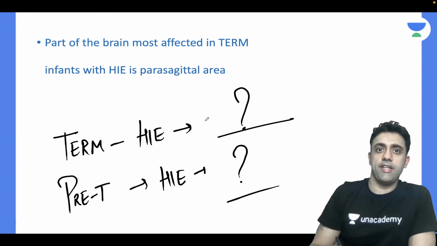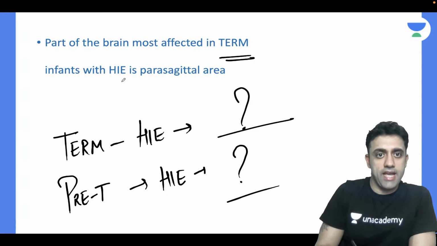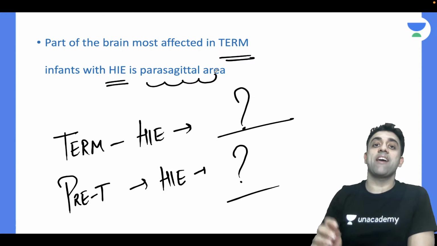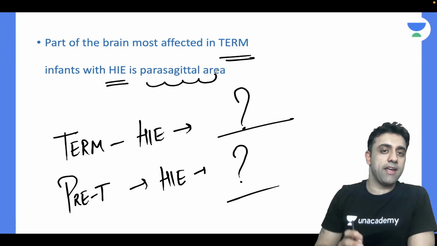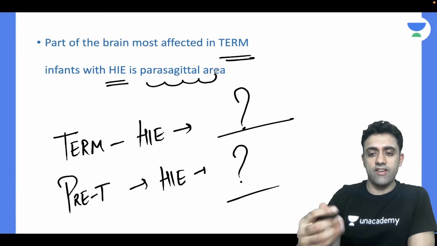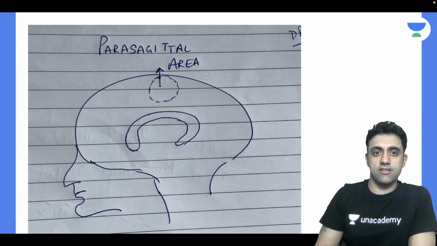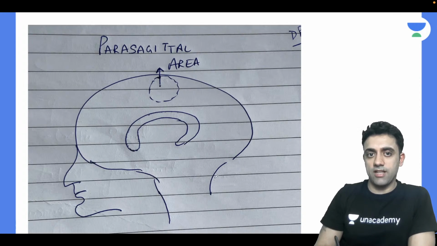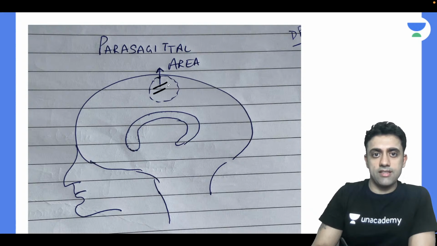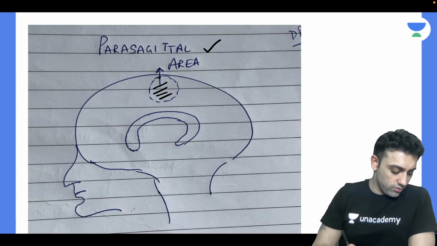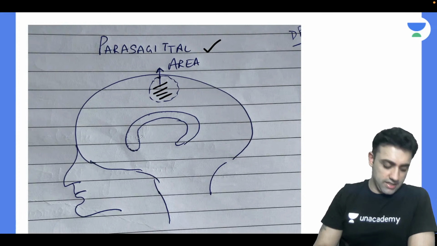Please remember, if there's a term baby with HIE, the area of the brain affected is the parasagittal area. Parasagittal. Where is it, sir? I'll show you. Today morning I was just randomly making a diagram. This is my skull. This part is known as the parasagittal area.